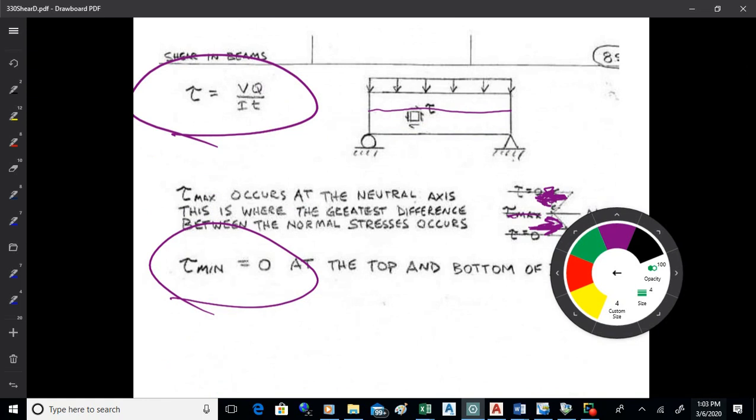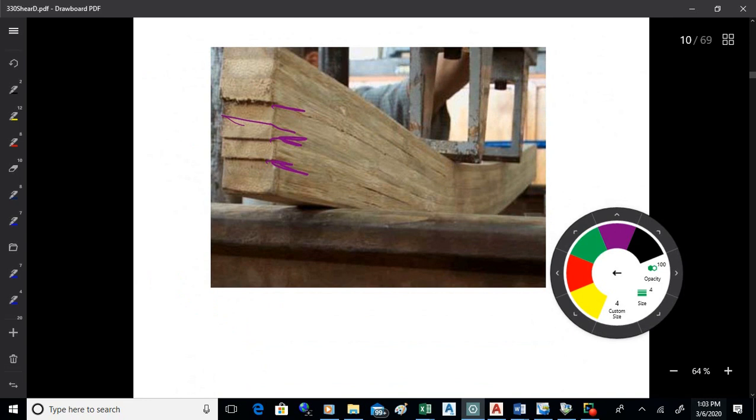So what we end up with is tau max occurs at the neutral axis. The minimum shear stress occurs on the edges of the beam. So that's a shear failure you're looking at there. So any questions on that? Just a basic idea of it?